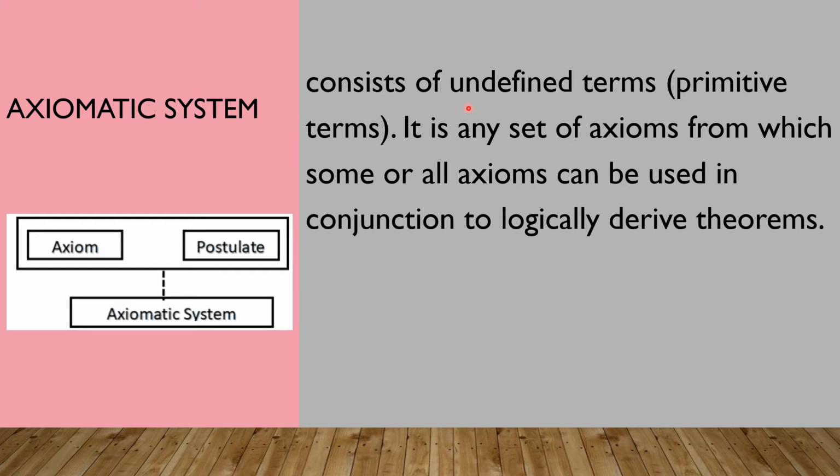Primitive terms, in other words. It is any set of axioms from which some or all axioms can be used in conjunction to logically derive a theorem. So that is an axiomatic system. Later on, in our next video, we are going to tackle the undefined terms and discuss what an undefined term is.